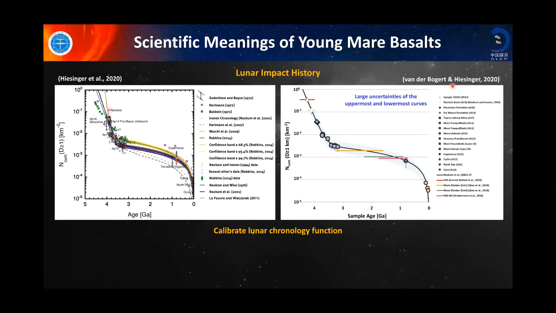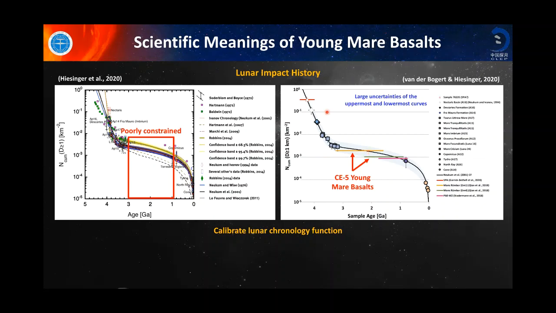That is because the current lunar chronology function is calibrated by Apollo and lunar samples, and we don't have many dots that can constrain this curve between 1 gigayear to 3 gigayear. There are not many dots here, so it will have large uncertainties in this age range. You can see here the highest and lowest curves have large uncertainties. But luckily, the young Mare basaltic unit in the Chang'e-5 landing region is just located here, so it can provide very good constraints on the lunar chronology function.